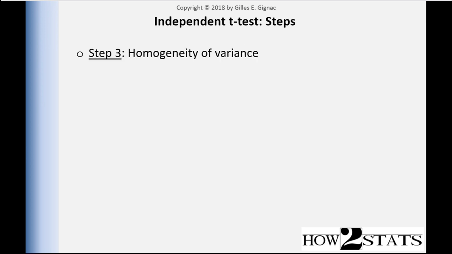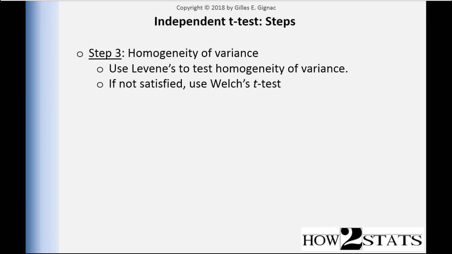The next step would be homogeneity of variance. So you can use Levene's test of homogeneity of variance, which is a well-respected test in this regard, and it's done automatically in SPSS when you do the independent sample t-test. If you do violate the assumption of homogeneity of variance as tested by Levene's test, you can use Welch's t-test as a substitute, because the Welch's t-test doesn't assume any level of homogeneity of variance, and it doesn't assume equal sample sizes either. So you can use Welch's t-test if you do not satisfy the homogeneity of variance assumption.